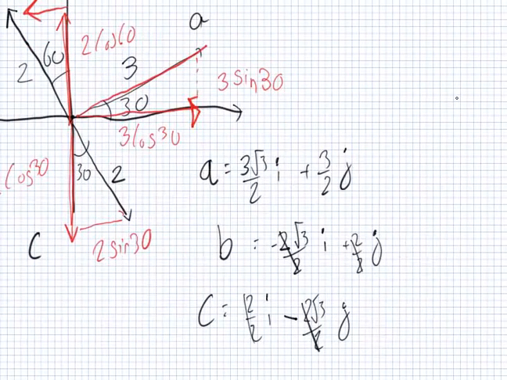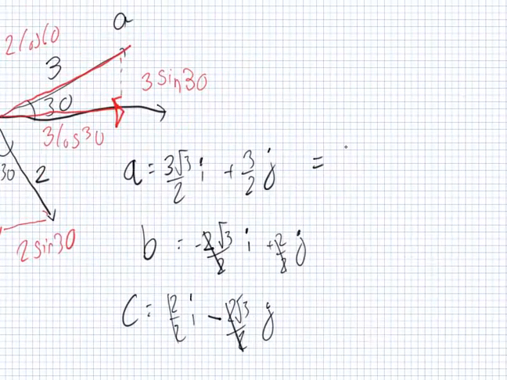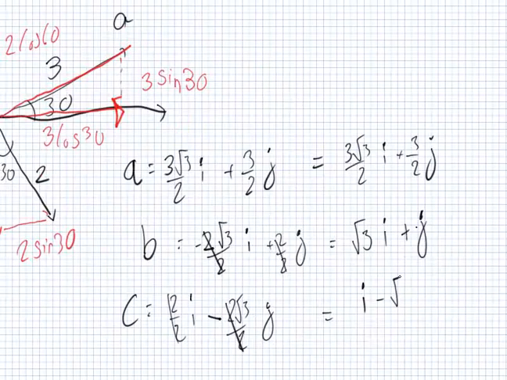So if I slide over here, A is 3 root 3 over 2 i plus 3 over 2 j. B is root 3 i plus j. And then C is i minus root 3 j. So make note of that. Okay.